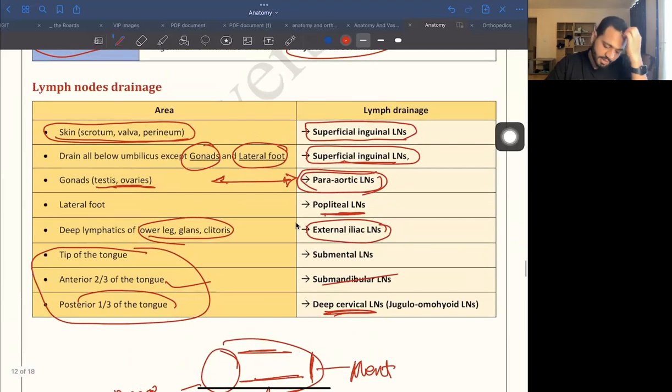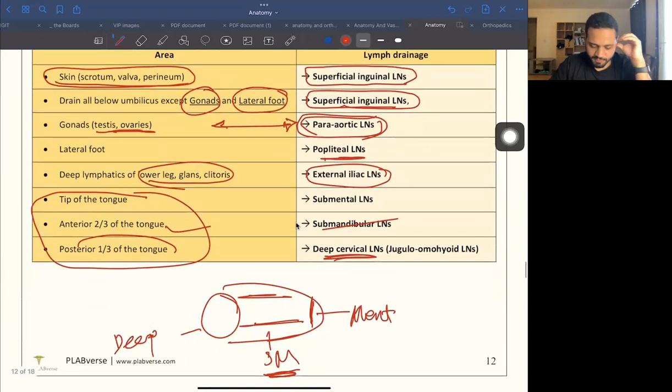Okay, and then your gonads. Testis and ovary go to the para-aortic lymph nodes, and the skin of the scrotum, vulva, and perineum goes to the superficial inguinal lymph nodes. And also the lateral foot goes to the popliteal lymph nodes, and the deep lymphatics of the leg go to the external iliac lymph nodes. All right.